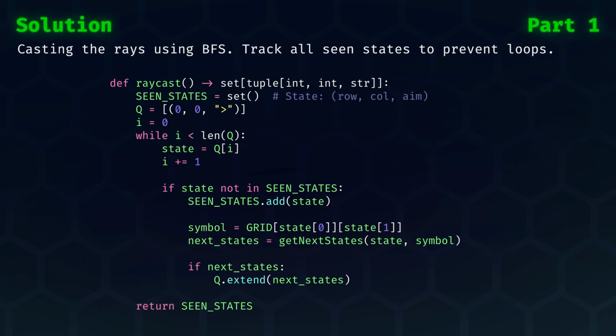Then, in the algorithm, as we've also seen on a few other days as well, we'll maintain a queue. In there, we will store the first state, which is position 0, 0, with a character indicating that we are traveling east. This is our starting position. Then, while our index I is smaller than the length of the queue, we get the state that's up next, and we increment I to simulate our first in, first out behavior.